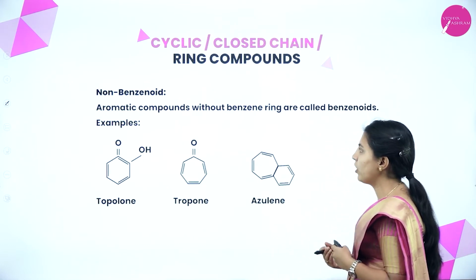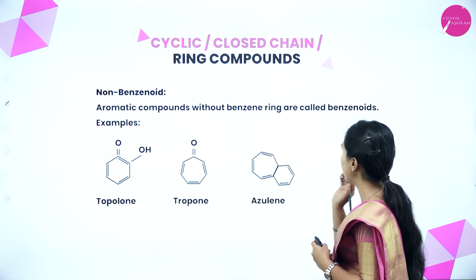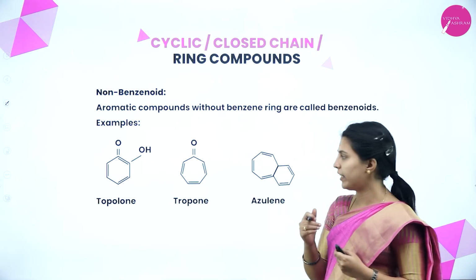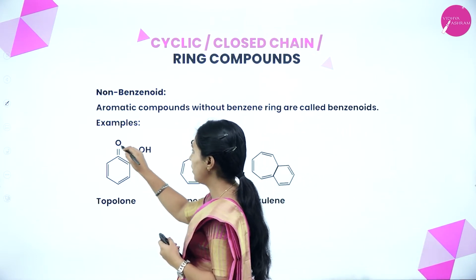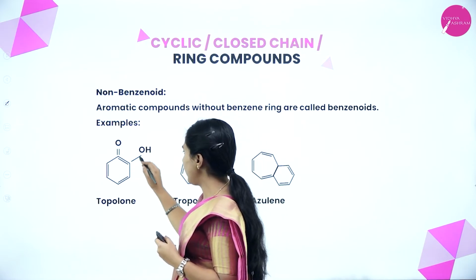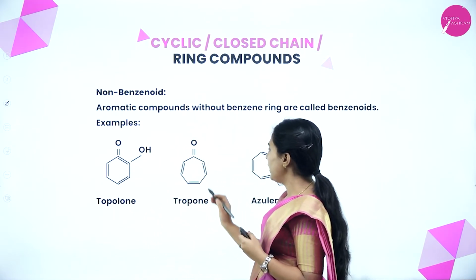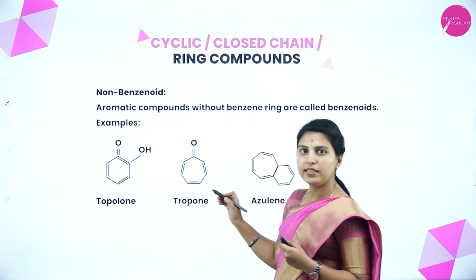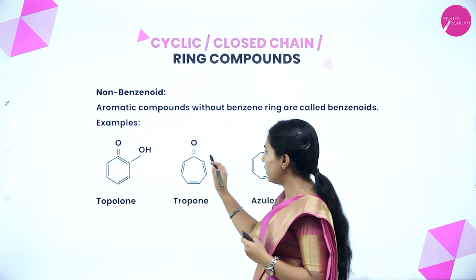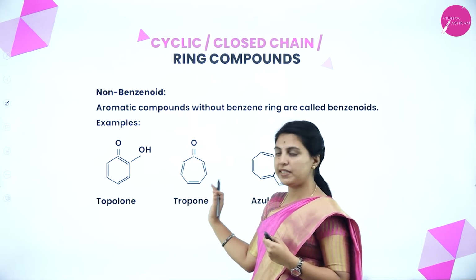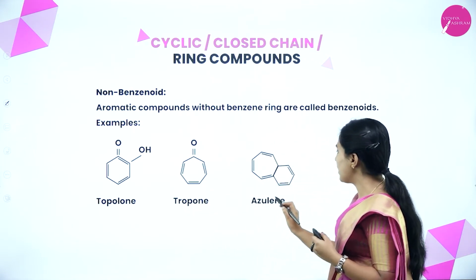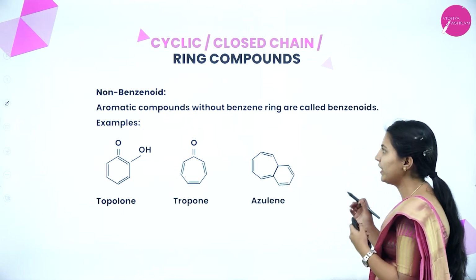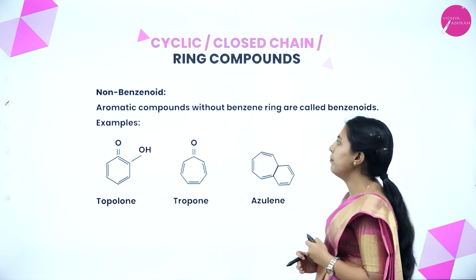And coming to non-benzenoid, aromatic compounds without a benzene ring are called non-benzenoids. Means there is no need for a benzene ring, but it should be cyclic in nature. See here, on one side a double bond O is there, here an OH hydroxyl is there, that's why we call it tropolone. Here it is not a benzene shape. It is 1, 2, 3, 4, 5, 6, 7, so 7 carbon atoms are there. If you see, you will understand it is nowhere a benzene ring. Tropone. Here azulene. Okay, fused rings are there, but nowhere is a benzene ring present. Only fused, that's why we call it non-benzenoid.